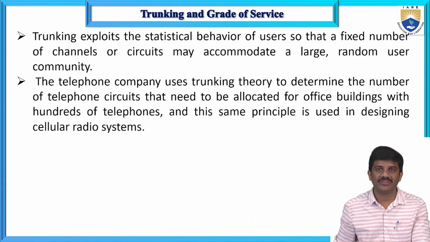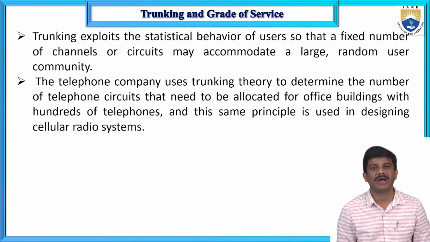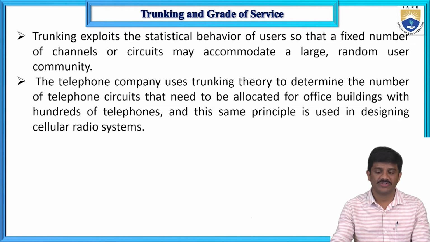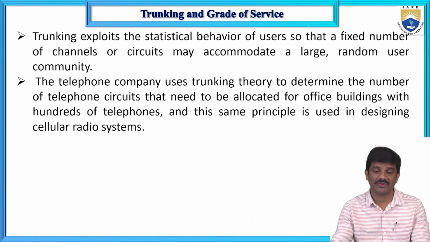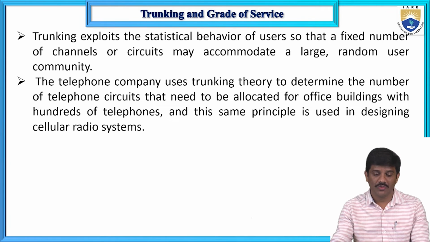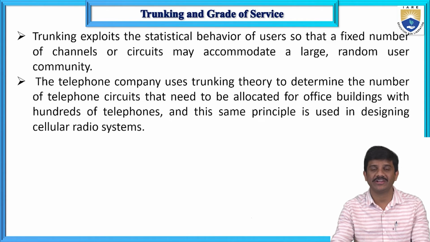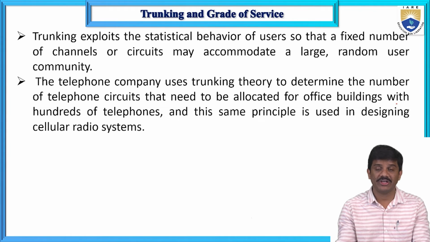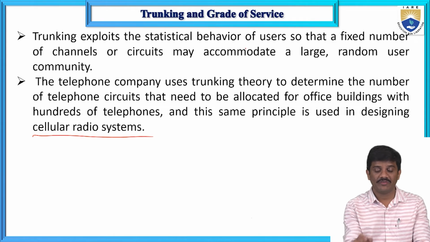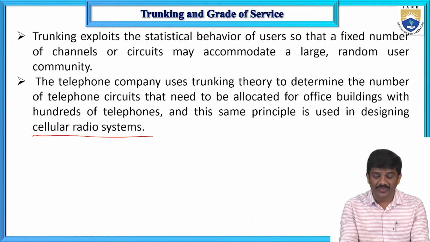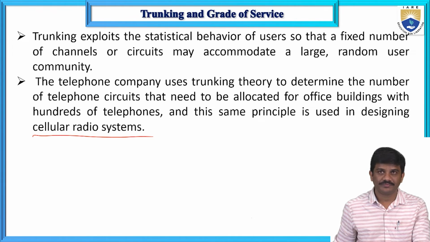Here we have different statistical parameters for trunking. We go with the statistical behavior of users, so that a fixed number of channels or circuits may accommodate a large random user community. The trunking theory determines the number of telephone circuits that need to be allocated for office buildings with hundreds of telephones, and the same principle is used in designing the cellular radio system. For example, here is how the telephone circuits will be allocated. The same thing goes for the cellular radio system.